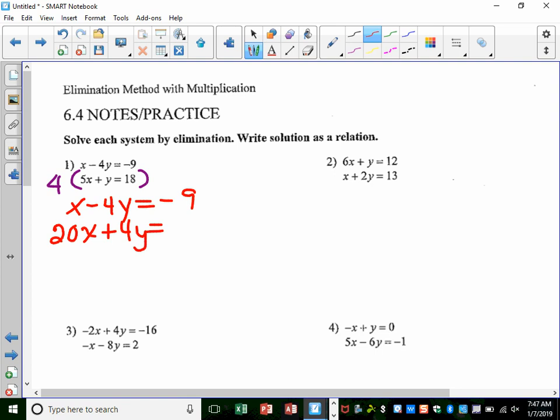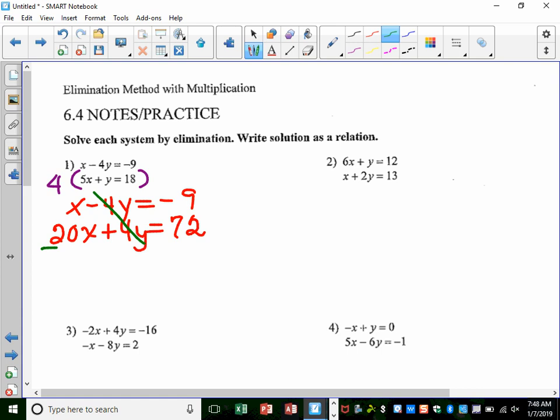Okay. So right away, these cancel out. And that is exactly what I wanted to happen. Okay, so I multiplied. Now, could you have eliminated the x's? Absolutely. You would have multiplied the top row by -5. Okay, so let's go ahead and finish this.